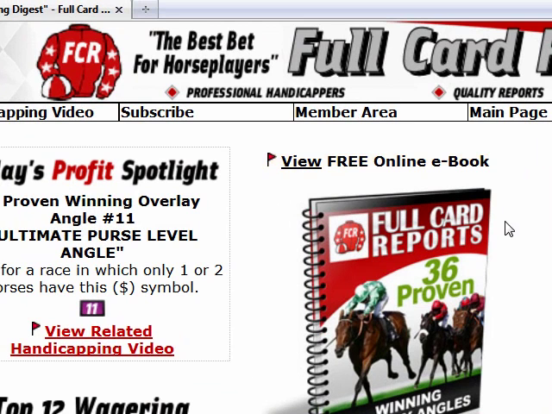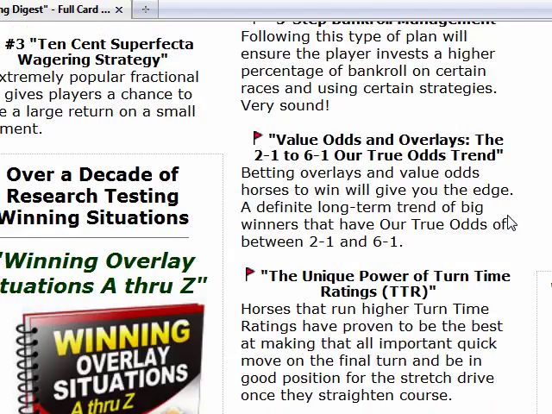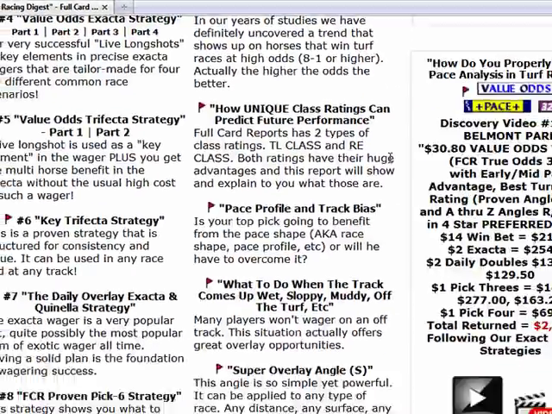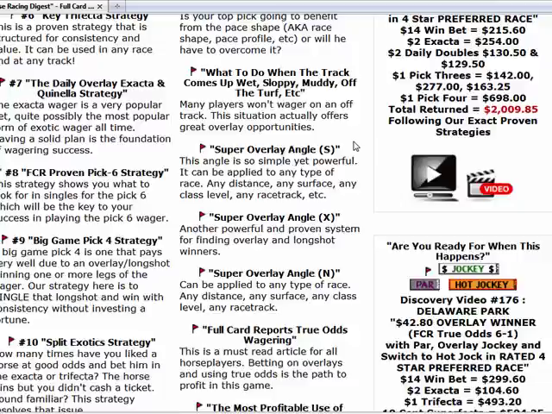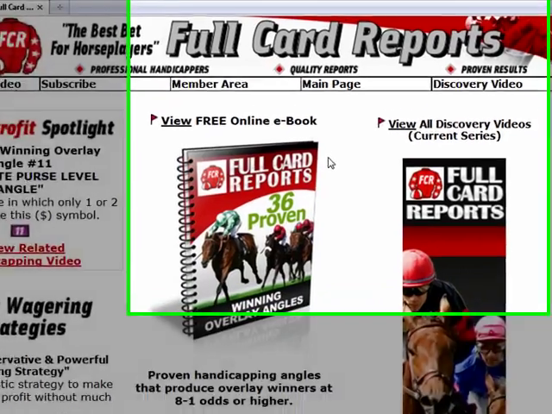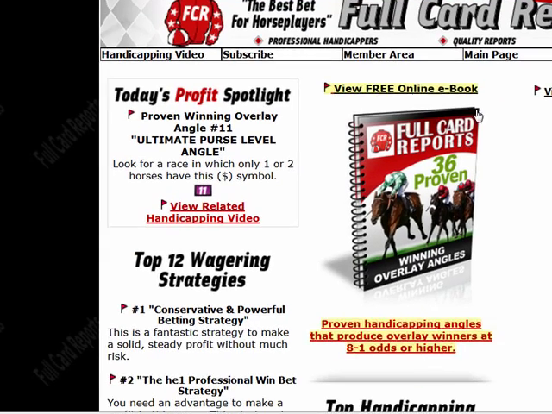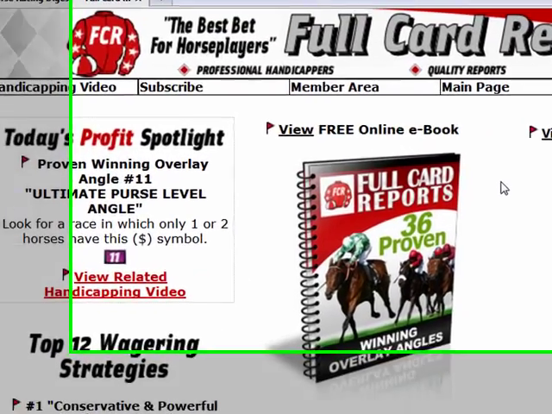These are angles that have worked well over a decade, and they still work today. Angle 16 was discovered probably 12, 13 years ago, and it still works today. All these articles that I've written over the years are for you to understand how to use the reports and strategies. But the most popular 2 items are the discovery video page and the 36 proven winning overlay angles. The whole page is your study guide, and it's free.